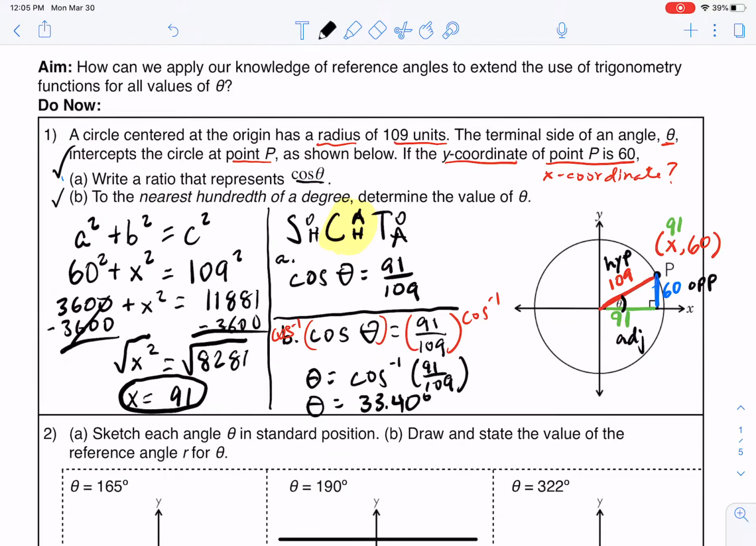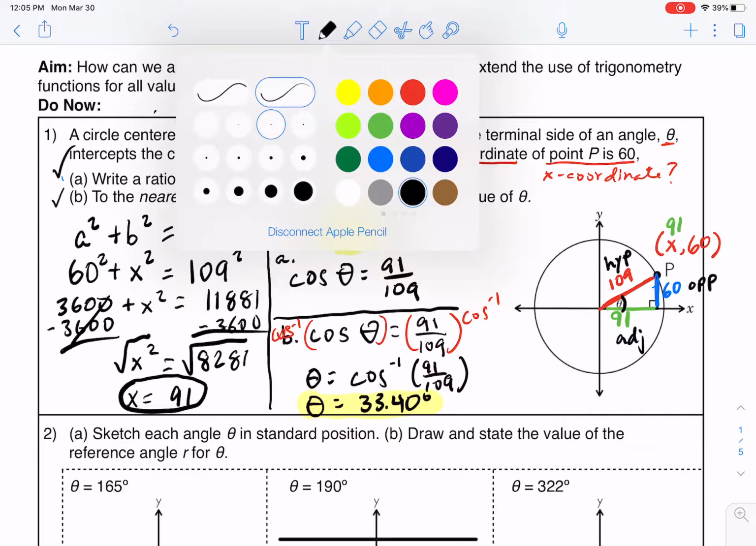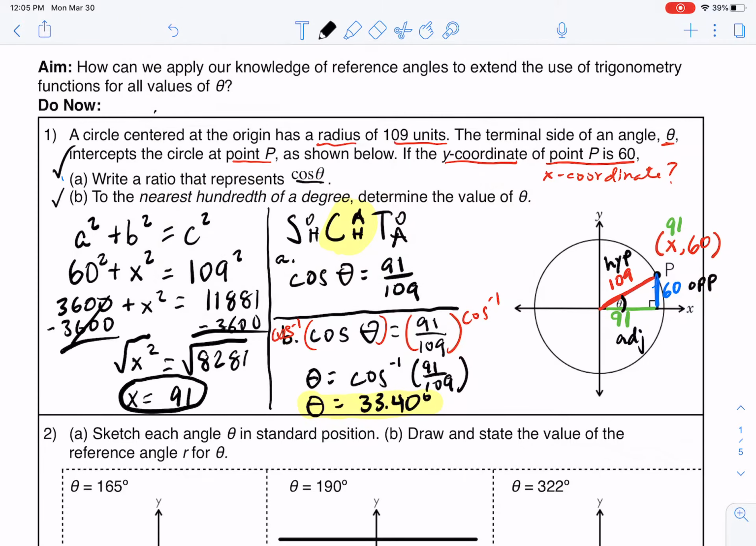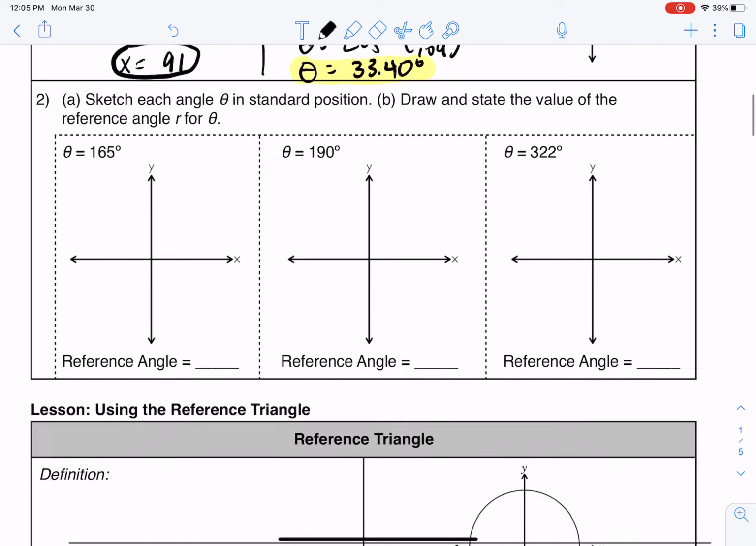All right, and I'll just circle that or highlight it. Highlighting it might make it easier to see here. So that's the answer to part B. All right, so pause the video if you need to take those notes down. All right, moving on to question 2.